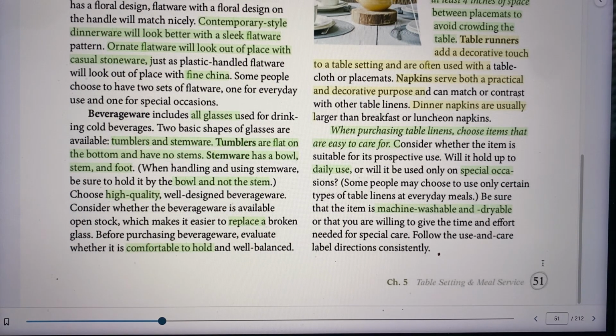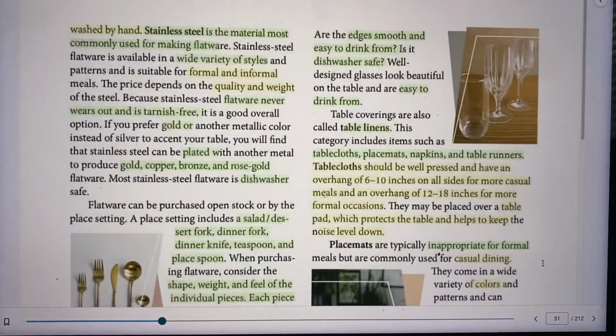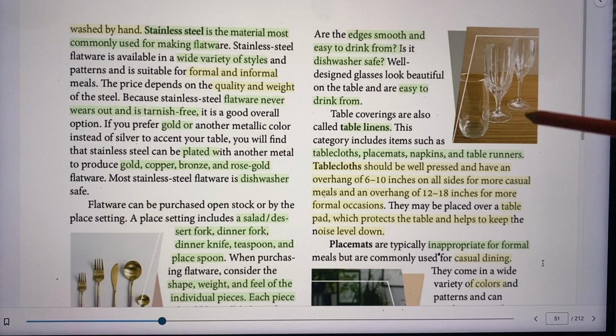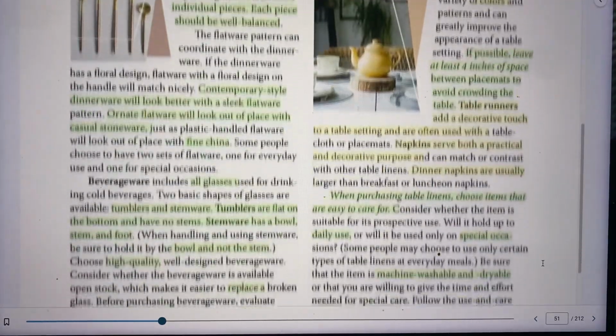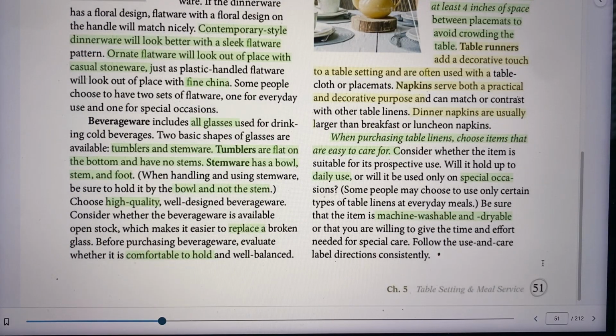So beverageware. Beverages include all your drinking glasses for cold beverages. And there's different shapes of glasses. There's tumblers and stemware, the basic 2 types of main shapes. Tumblers are flat at the bottom and they don't have any stems. And of course, stemware has stems, like wine glasses here. See how they have stems? These are called stemware. And these are regular tumblers, called tumblers.